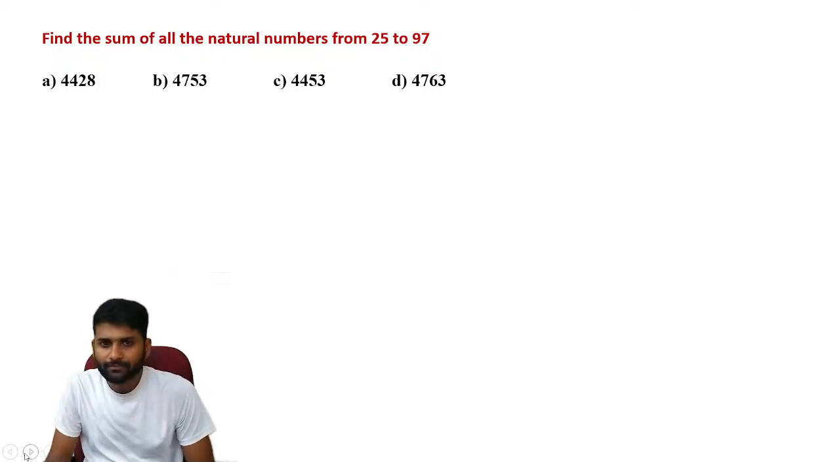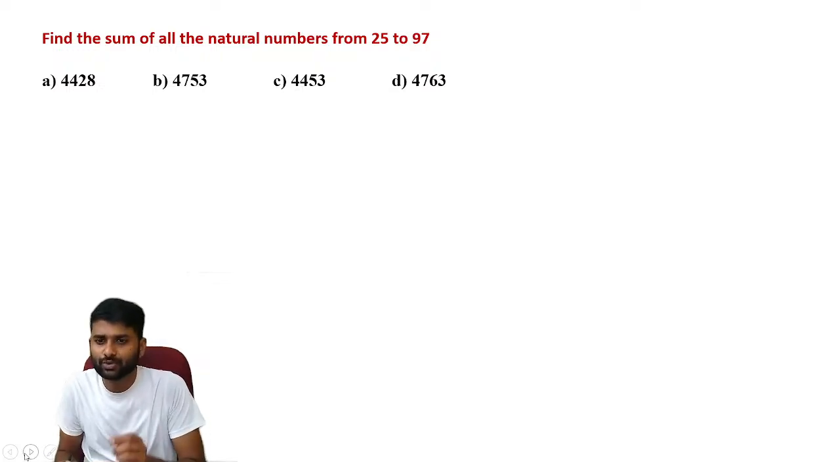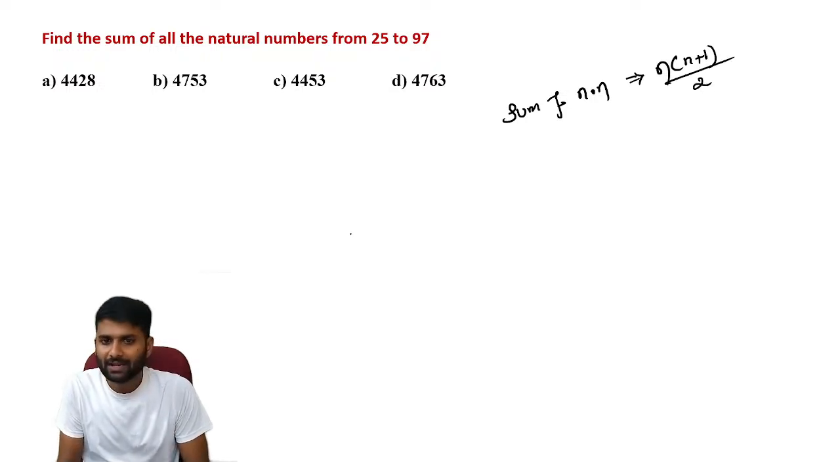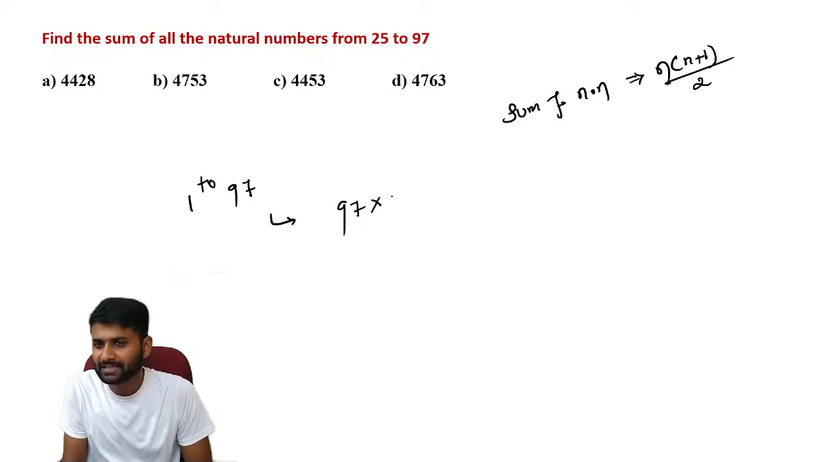Now here the question: find the sum of all the natural numbers from 27 to 97. Guys, sum of natural numbers. You know the formula? n into n plus 1 divided by 2. Now let's identify the sum of natural numbers from 1 to 97. So if you go through the simplification here, 97 into 98 divided by 2. So 2 goes exactly 49 times. And you know the two digit multiplication.